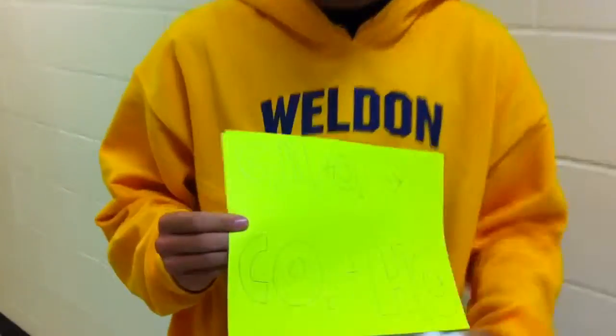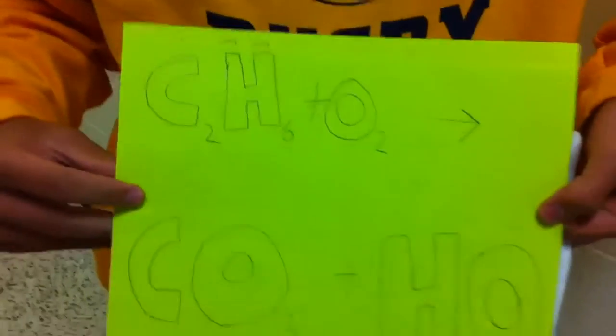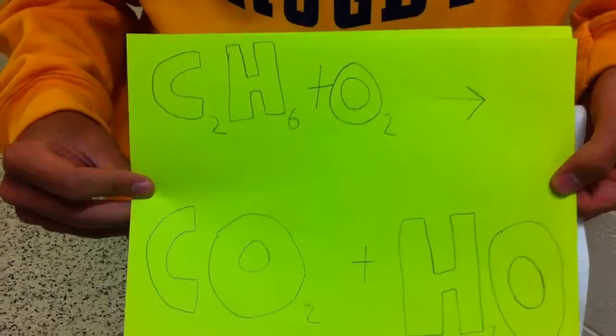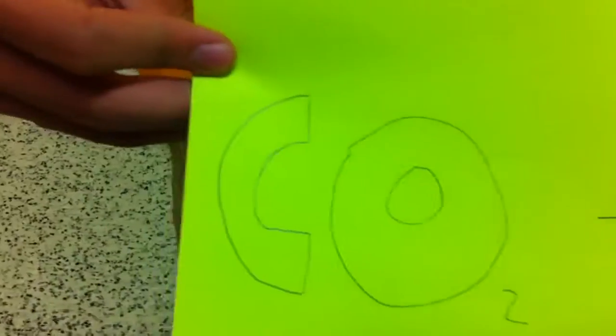In complete combustion, a fuel and oxygen react together to form carbon dioxide and water vapor. Now, in a chemical formula, this is what the reaction looks like. You have the ethane and the oxygen reacting together to yield carbon dioxide and water.